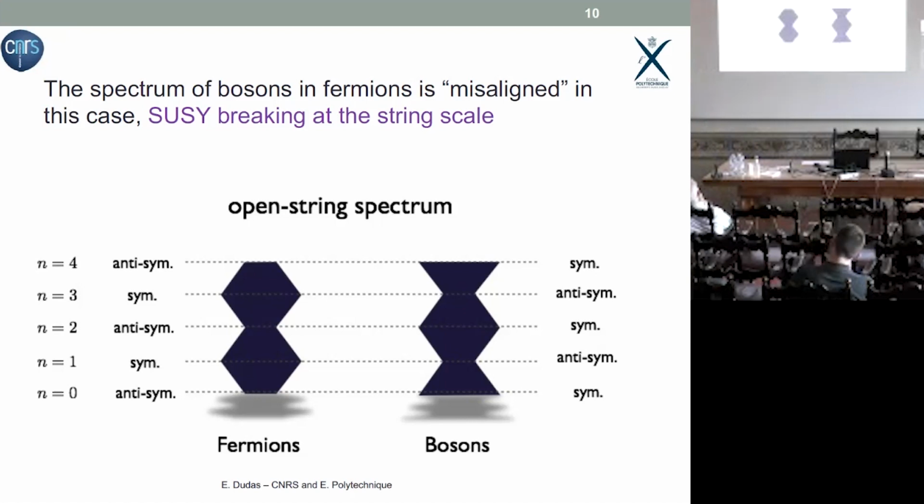It's very similar to Scherk-Schwarz, but the difference between mass levels is not the compactification scale 1/2R, it's the string scale itself. Whereas in Scherk-Schwarz, we understand there are some debates, but in most people's opinion, it's a spontaneous breaking of supersymmetry. There is no way here to recover supersymmetry. In the case of Scherk-Schwarz, you send the radius to infinity and you recover supersymmetry. Here you cannot recover supersymmetry. It's really a non-linear realization of supersymmetry.